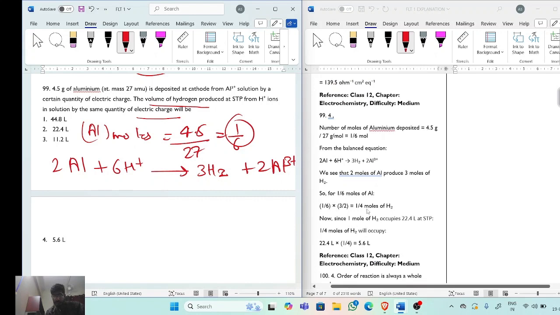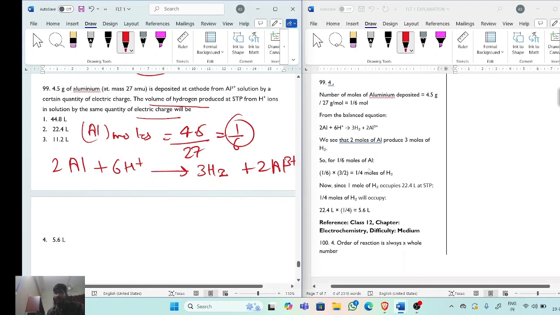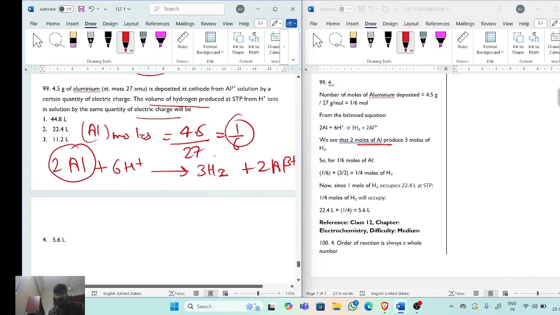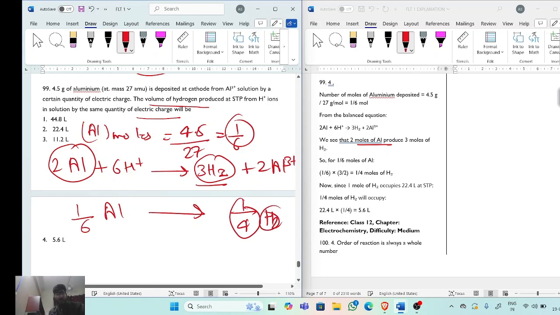Now from the balanced reaction we can see that 2 moles of aluminium produce 3 moles of H2. So 1 by 6 moles of aluminium can produce 1 by 4 mole of H2 gas, as 2 moles of aluminium is producing 3 moles of H2 gas. That's why 1 by 6 moles of aluminium can produce 1 by 4 moles of H2. We are doing the basic calculation.